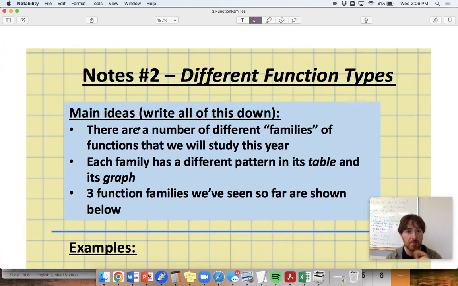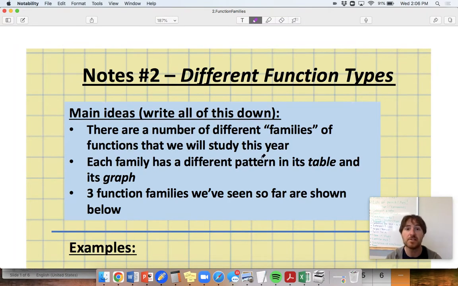Okay, in class, main ideas: there are a number of different families of functions that we will study this year. Now, we've seen a few previewed for us in class so far. These functions operate a little bit differently from one another. Some functions have a table that works a certain way. Some functions will have a graph that will look a certain way.